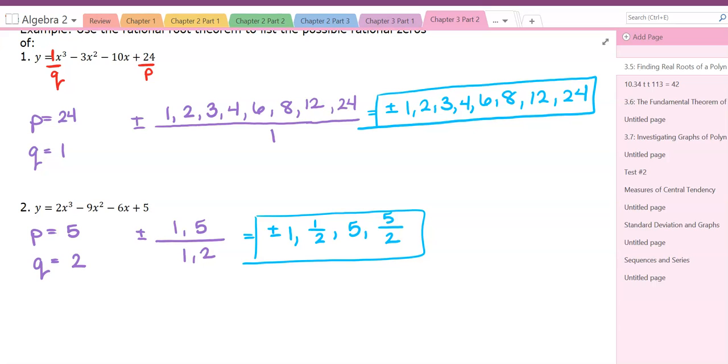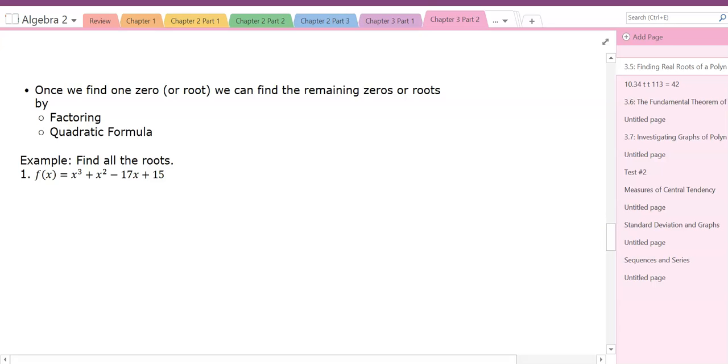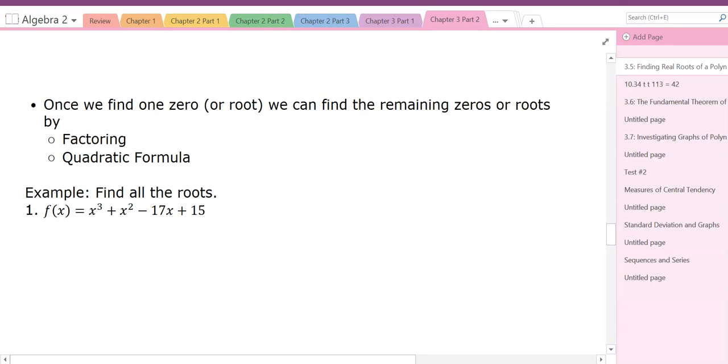So what we're going to do next now is, after you have this list, we can test some of them in order for us to find a zero. So this is going back to what we started this section with, where they said, here's your polynomial equation and here's a zero. Here's one that works. What we have to do first is find one that works. So from that list that we made, we're going to start testing those. Once we find one, then we can write out a new depressed polynomial, and we can use that to help us factor or use the quadratic formula or something else to help us find the remaining roots.